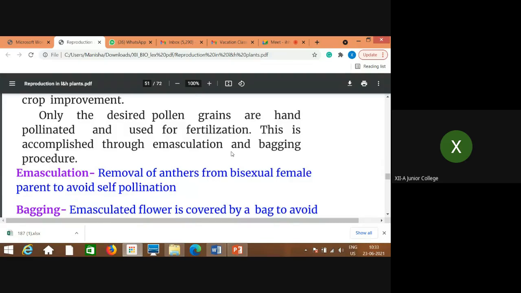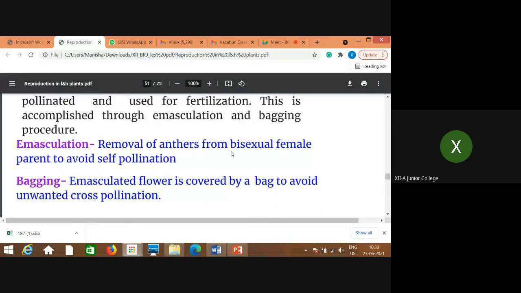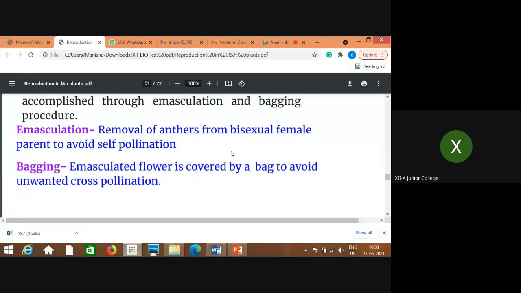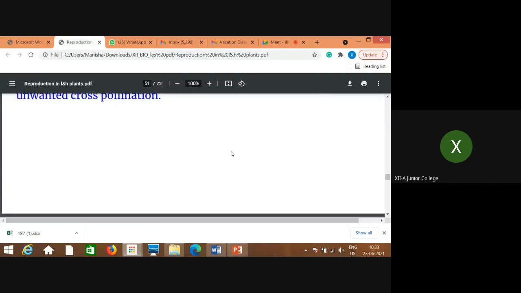And at the same time, bagging is also one more method, because though the anthers from the same flower are removed, there are chances of unwanted pollen grains falling on the female flower, though the flower is emasculated. So to avoid it, the emasculated flowers are covered by a bag to avoid unwanted cross pollination. So that is called bagging. And tagging is also one more point that we will discuss later.